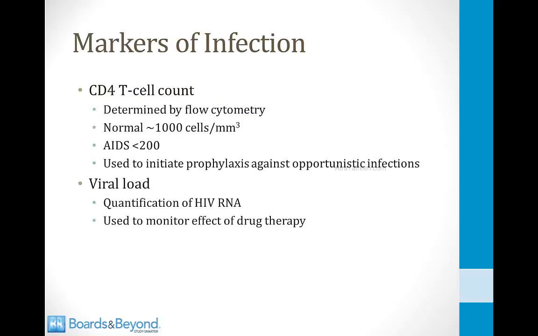For patients with chronic HIV, there are 2 main markers of infection that are followed clinically. The first one is the CD4 T cell count. This is determined by a lab technique called flow cytometry. A normal CD4 count is about 1,000. One of the definitions of AIDS is a CD4 count under 200. And the CD4 count can be followed to determine if patients are responding to therapy. It's also used to initiate prophylaxis against opportunistic infections. We'll talk about this later, but when the CD4 count falls below certain cutoff points, patients are more vulnerable to certain opportunistic infections.